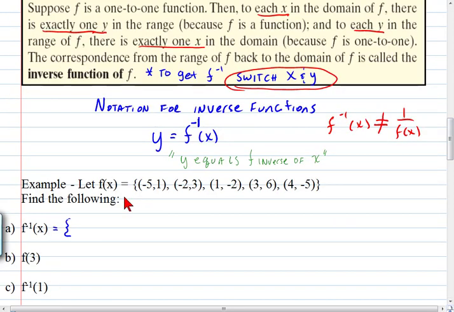Knowing that now, here's your function f defined by this set of ordered pairs. How do we get f inverse? What is f inverse going to be? 1, negative 5, 3, negative 2, negative 2, 1, 6, 3, negative 5, 4.